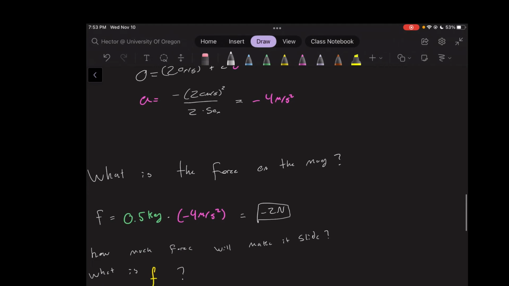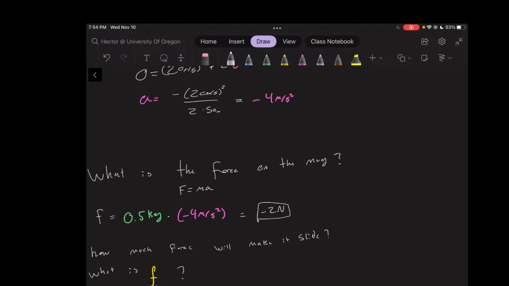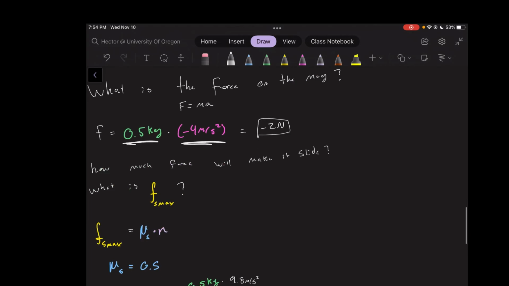Now that we have that, we can figure out what the force on the mug is. F equals ma, Newton's second law. We just have our mass and our acceleration, and that gives us the amount of newtons the coffee mug is experiencing: negative 2 newtons of force. So how much force will make it slide? What's the required force to beat out Fs max?